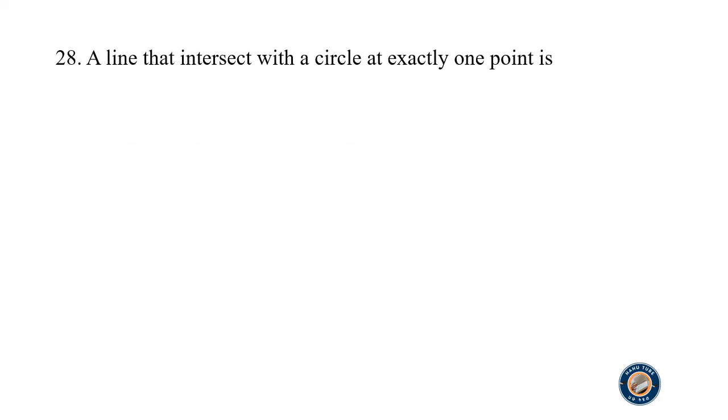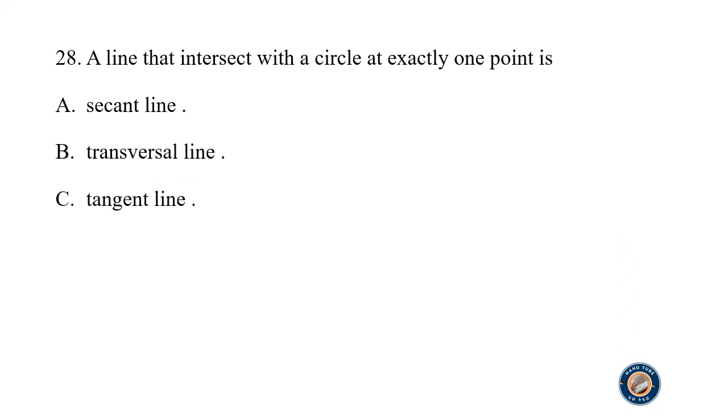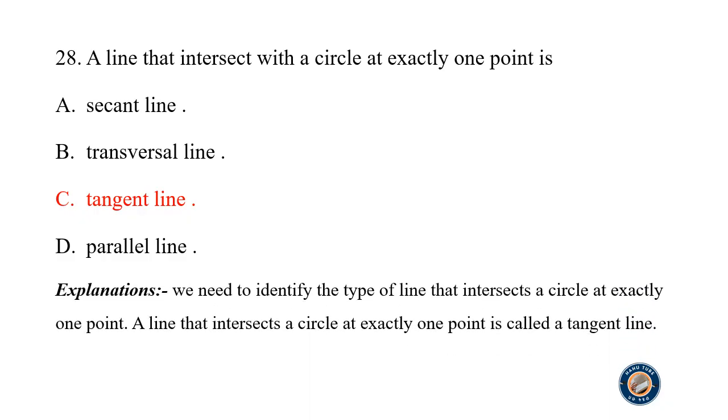Question number 28. A line that intersects with a circle at exactly one point is A. secant line, B. transversal line, C. tangent line, D. parallel line. The answer will be tangent line. We need to identify the type of line that intersects a circle at exactly one point. A line that intersects a circle at exactly one point is called a tangent line.